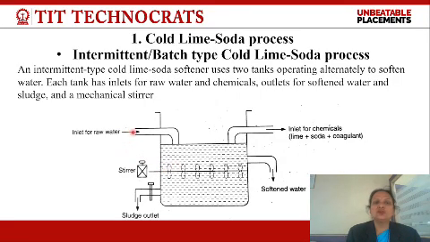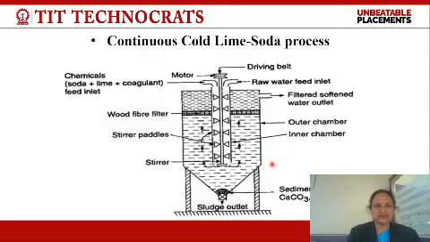When we feed raw water from this side, and the chemicals, lime, soda and coagulant, we mix them with this stirrer. After some time, when the reaction is completed, we keep it undisturbed for some time, and after that, when insoluble particles have settled at the bottom, we can collect them by blow down operation from this outlet, and we can also collect the softened water from this outlet.